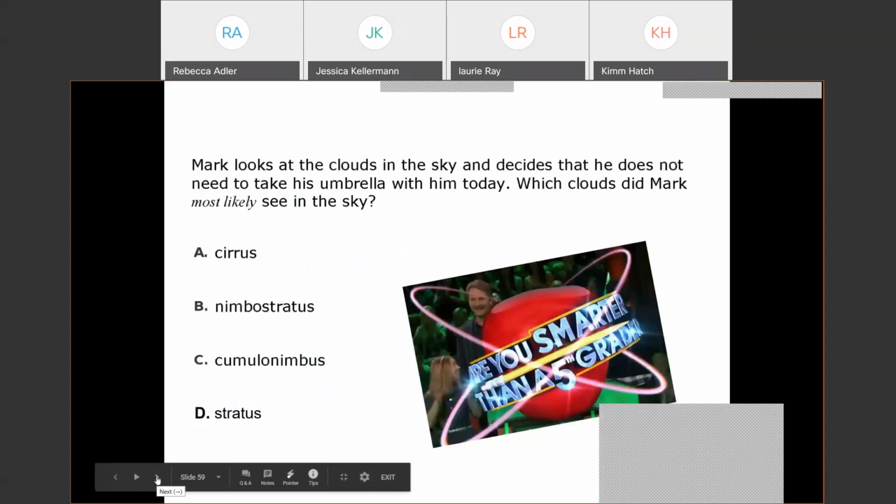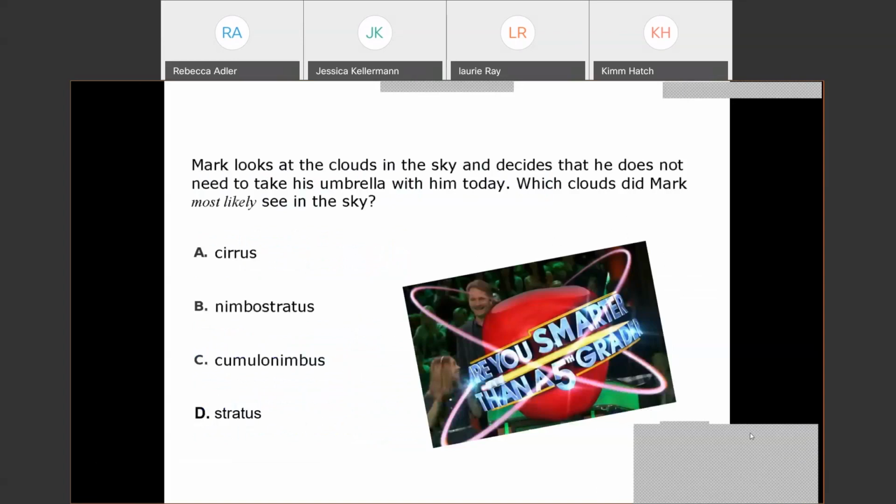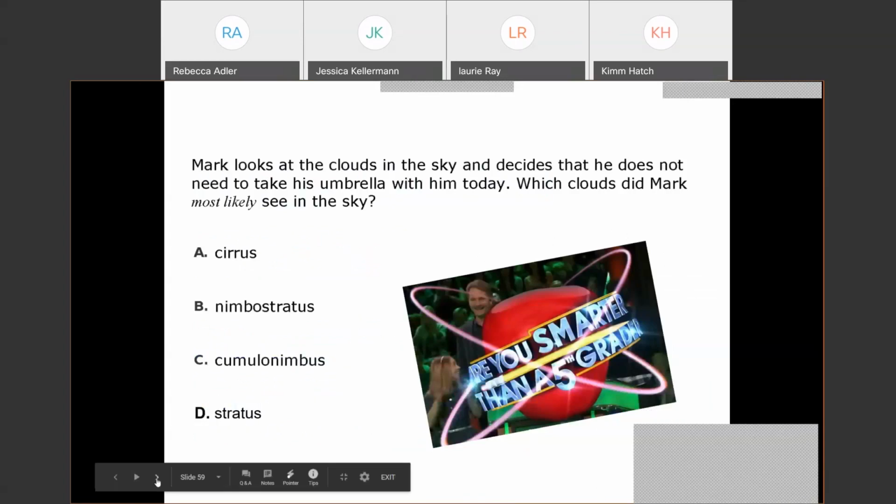So I did do this example last year. This is an actual test question from my students. It is 5th grade, and everyone's always so shocked that this is a 5th grade question. So it says, Mark looks at the clouds in the sky and decides that he does not need to take his umbrella with him today. Which clouds did Mark most likely see in the sky? And the crazy thing is, this is not even one of the hardest weather 5th grade questions we have in North Carolina.